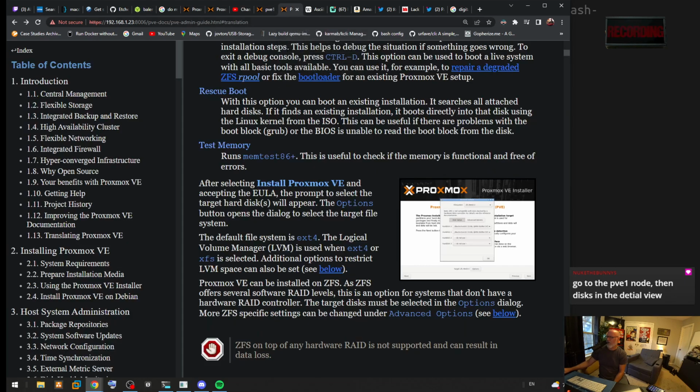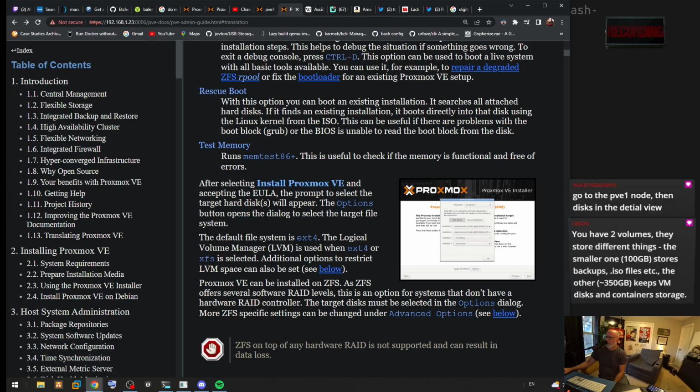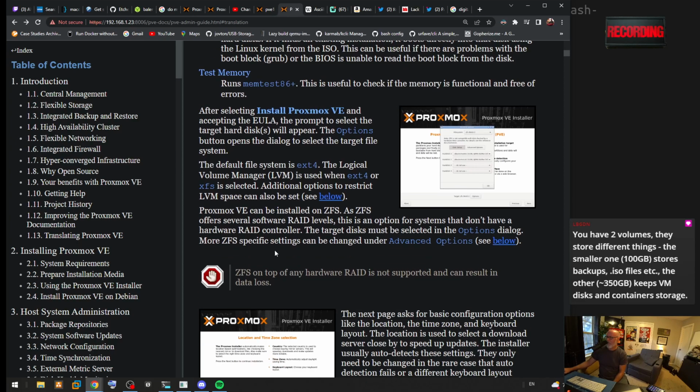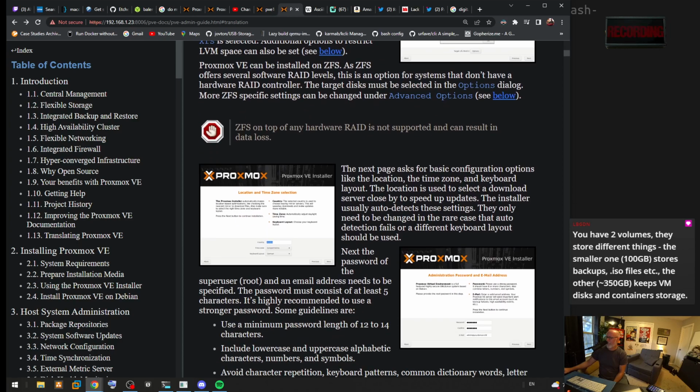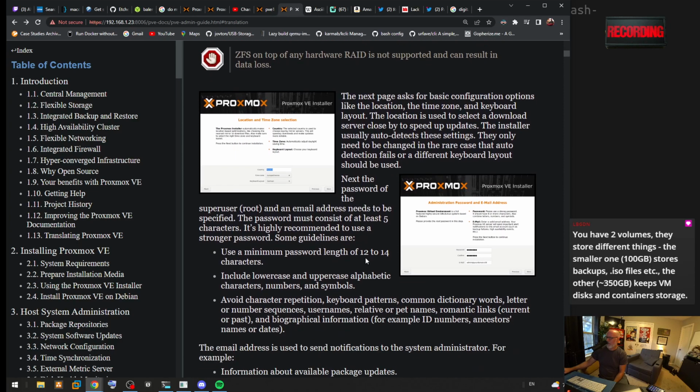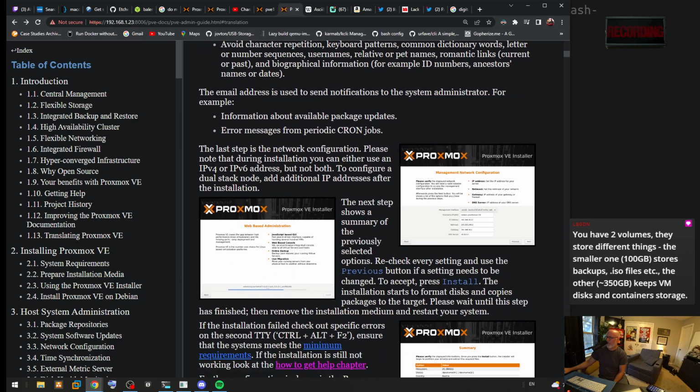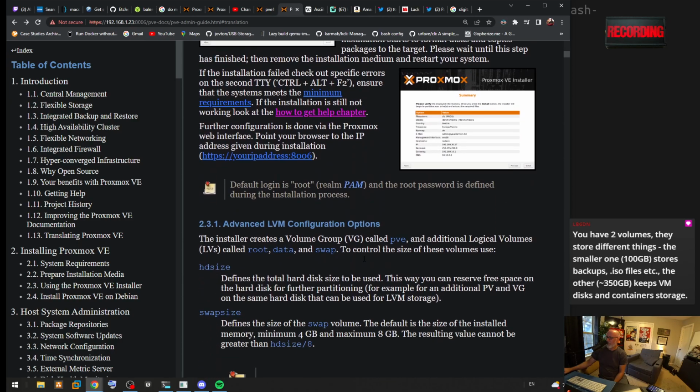I'm trying to find the words where they said that again. Advanced options. They store different things. The smaller one stores backups, ISO files, etc. The other keeps VM disks and containers storage. Okay. All right. And we got the root password thing. Previous.